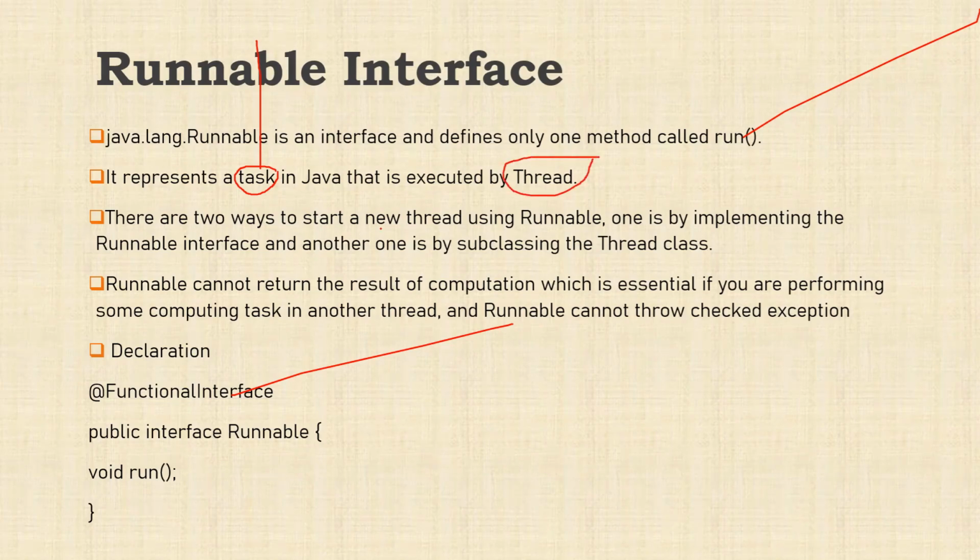There are two ways to start a new thread using Runnable. One is by implementing the Runnable interface, and another is by subclassing the Thread class. Just now we discussed that we can create with the help of the Thread class, and also with the help of the Runnable interface.